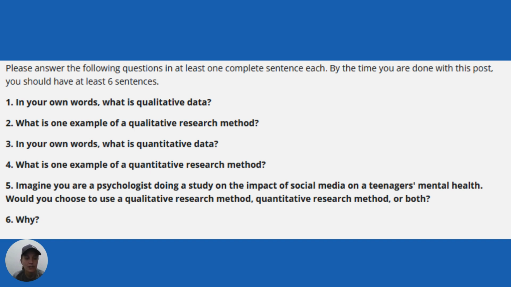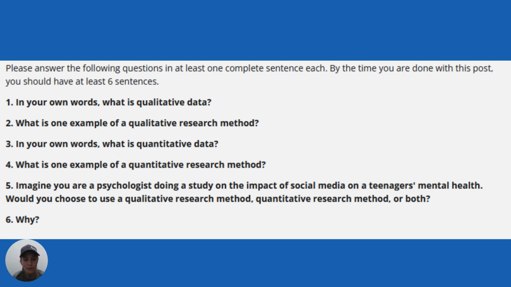Number 3, in your own words, what is quantitative data? Number 4, what is one example of a quantitative research method? So they're different methods. And really the key here is I want you to start understanding how they're similar and how they're different, being able to compare those. That's the hope in explaining each one of those, is that you know how they're different, how they're the same.